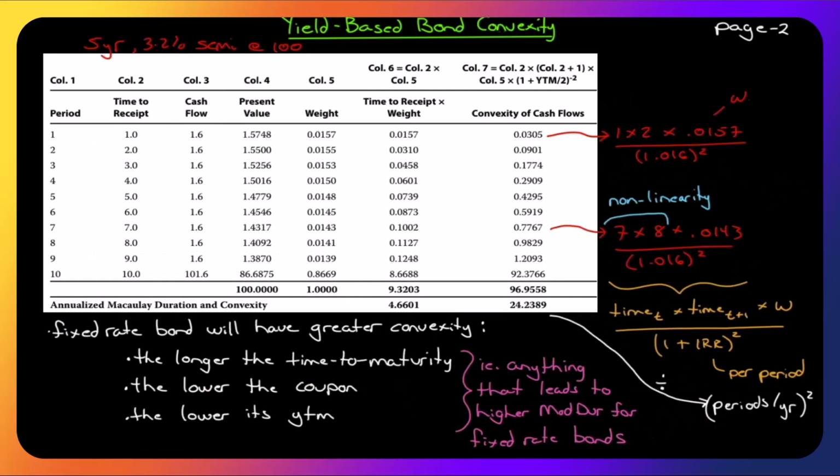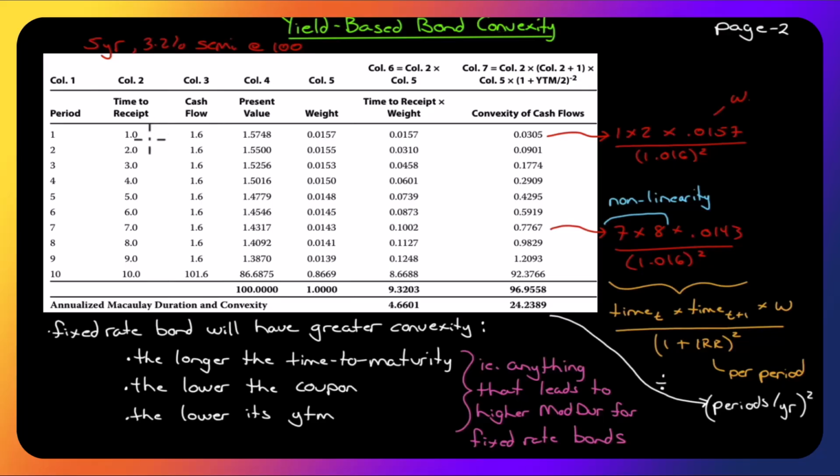So let's calculate convexity in the same process that we calculate Macaulay duration. Let us take our 5-year 3.2% semi at 100. We've seen how we've calculated Macaulay duration, a modified duration from here. Let's just focus on the last column, which is convexity of cash flows. We have to introduce convexity, so there's going to be a squared term somewhere. Whenever you see convexity in almost any kind of formulation, you know you're looking for a squared term. It is time to receipt.